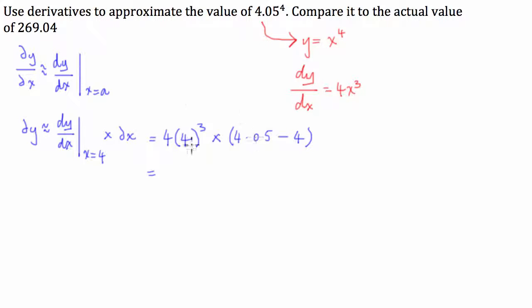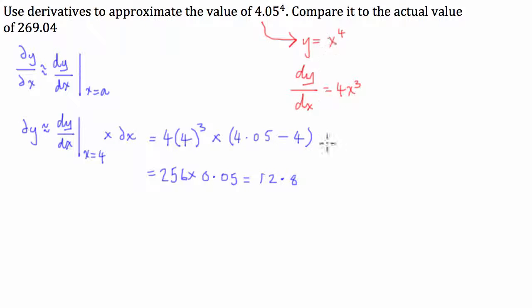So what we have here is 4 to the power of 3 is 64, times 4 is 256, multiplied by 4.05 take 4, which is 0.05. And if we do that multiplication, we should get to 12.8. You guys can check that if you want to. So with a 0.05 change in x, we're going to get a 12.8 unit change in y.